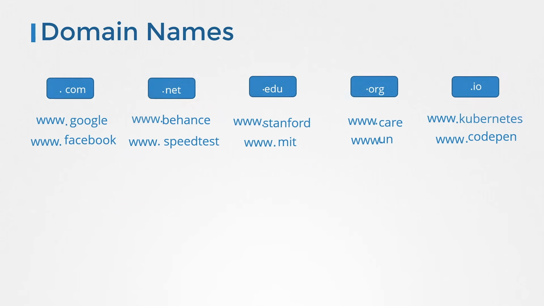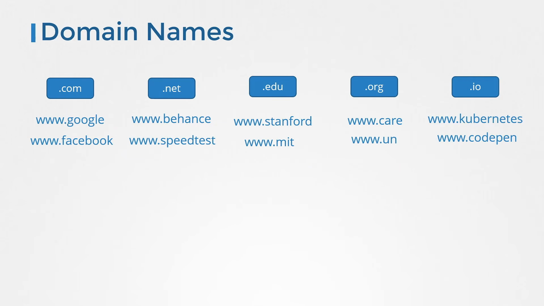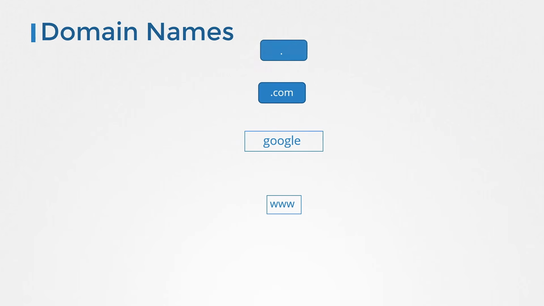Now, the reason they are in this format, separated by dots, is to group like things together. The last portion of the domain name, the .coms, the .nets, .edu, .org, etc., are the top-level domains. They represent the intent of the website: .com for commercial or general purpose, .net for network, .edu for educational organizations, and .org for non-profit organizations. Let's look at one in particular. In Google's case, the dot is the root. That's where everything starts. .com is the top-level domain.